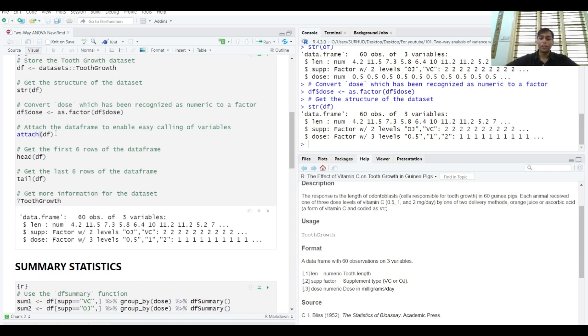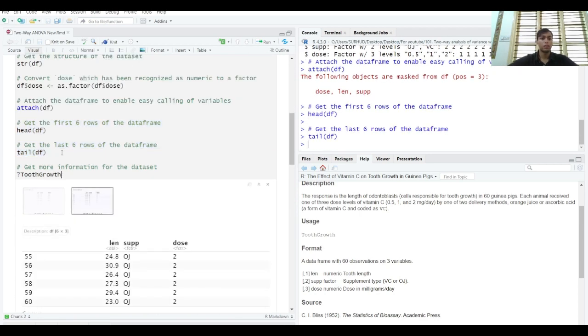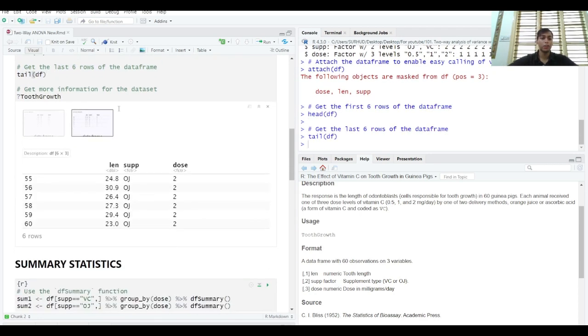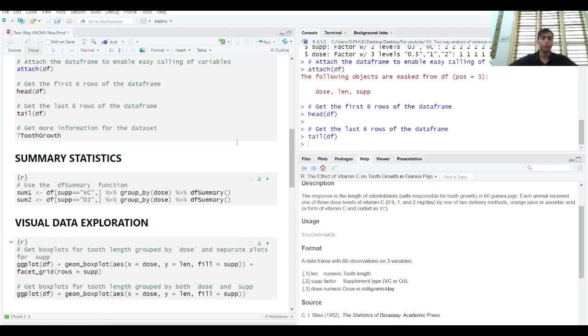We can now attach our data frame to enable easy calling of variables. And now that we have attached the data frame, let's see how the data looks like. So the head and tail functions give us the first and last 6 rows respectively of our data set. So we can see that there seems to be no problem and the data set has been loaded properly.